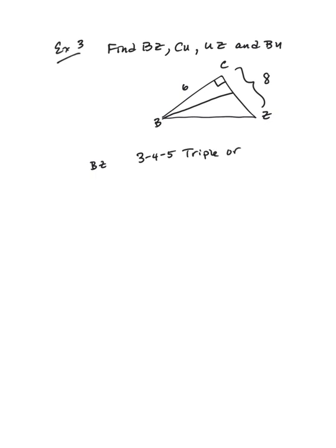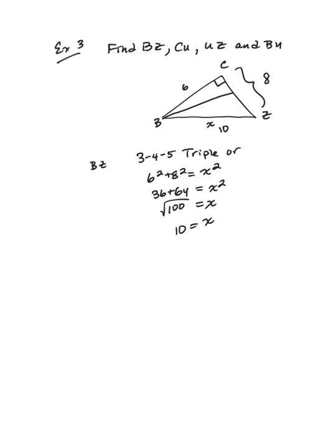Okay, or if I call this x, 6 squared plus 8 squared is x squared, because we're looking for the hypotenuse. 36 and 64 is 100. Square root of 100 is x, so x is 10. All right, so I have that.